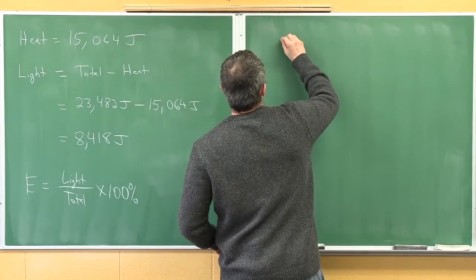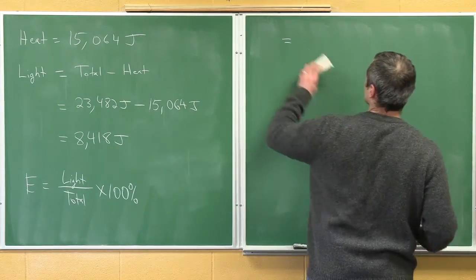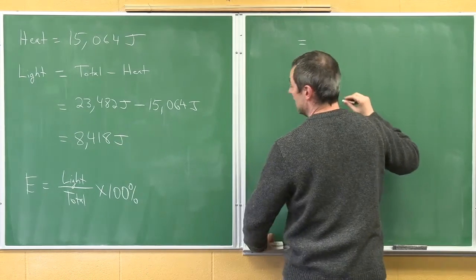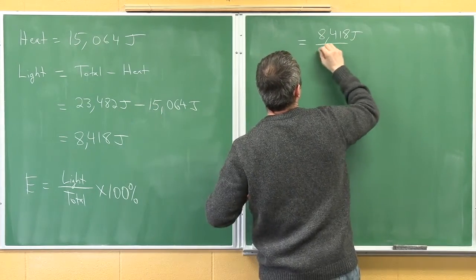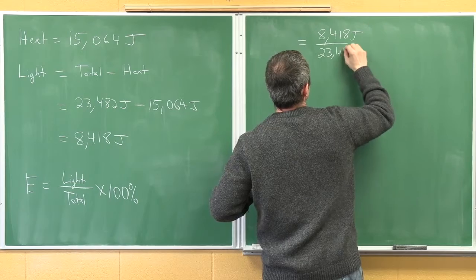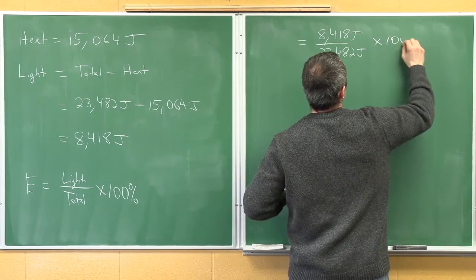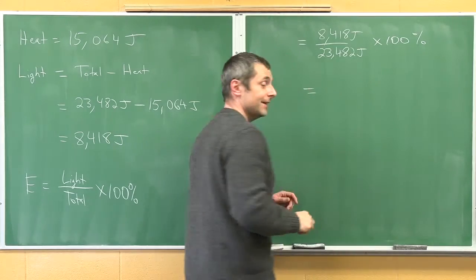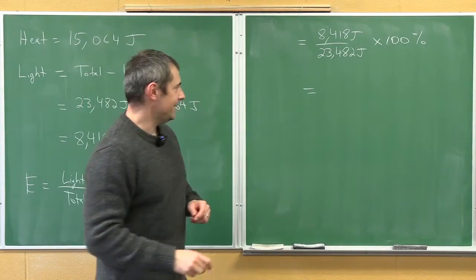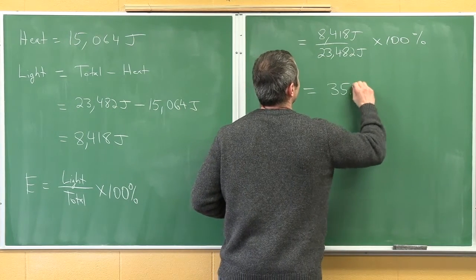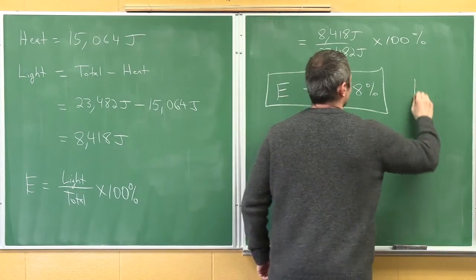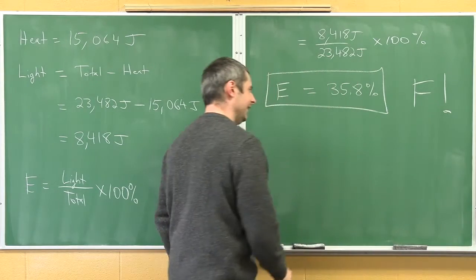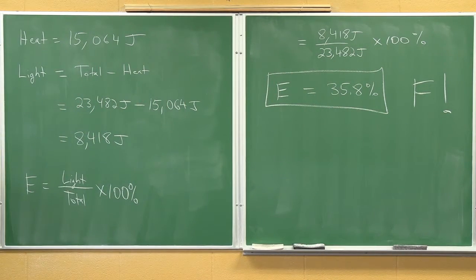And so we can say the light energy is 8,418. The total coming out of the wall was 23,482 times 100%. Punch that on a calculator, and you get 35.8. All right, before I comment, let me create a pause to give you a chance to copy these notes down if you need some extra time.